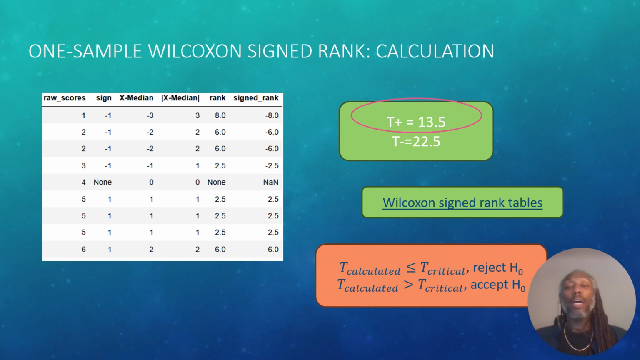All right, now if you're doing this in SPSS or some other statistical package or program, you'll get a statistic, your T plus or T minus, and it'll give you a p-value. You always interpret the p-value the same way. If your p-value is less than or equal to your alpha value, you reject the null hypothesis. Otherwise, you accept the null hypothesis and reject the alternative. All right, so what we're going to do is we're going to take our 13.5, which is our smallest value, and we're going to go ahead and take a look at a table that contains that value.